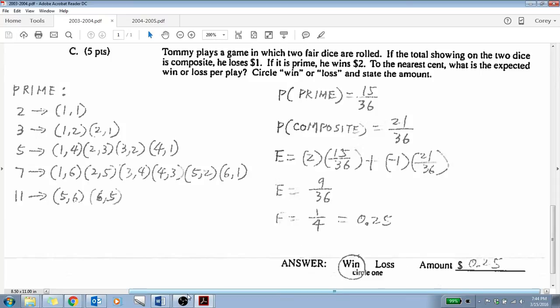If you want more information, Khan Academy goes more in-depth on the ins and outs of how this works. So feel free to check that out if you're confused about how expected value works.